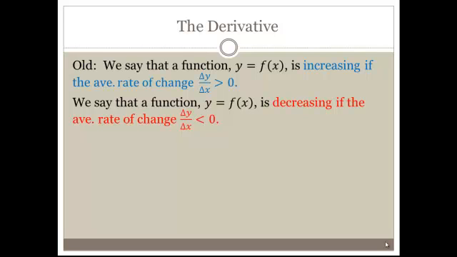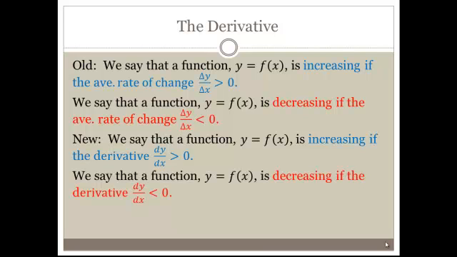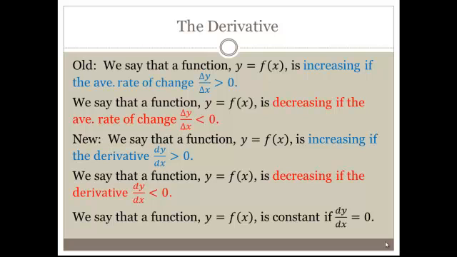But now we have a new way of talking about rate of change. Now we say that a function y equals f of x is increasing if the derivative dy dx is positive, and a function is decreasing if the derivative dy dx is negative. And if the derivative is neither positive nor negative, then it must be 0. In this case, we say that a function is constant, meaning it's not changing, if its rate of change is 0.